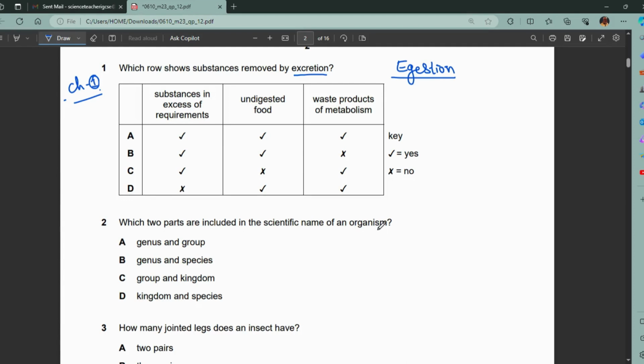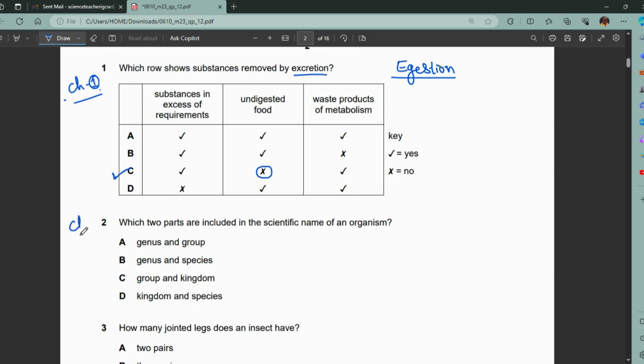So which two things are very important here? One, they are metabolic waste excreted. Second, they are excessive amount, toxic in nature and have to be removed. So out of these four options, the C option is more relevant here, because as you can see, a tick mark for yes. Undigested food and egestion part, so this is a no here. Waste product of metabolism, yes. So C is the correct answer for this.